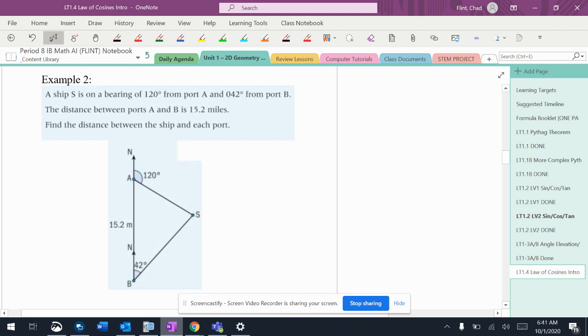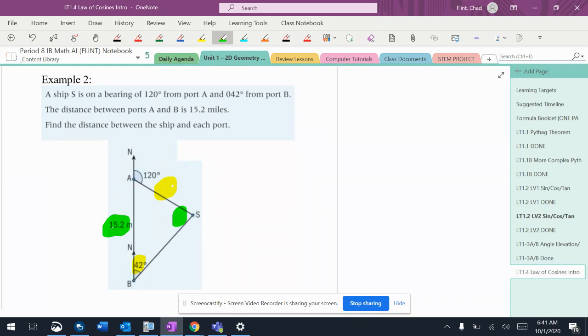Okay, this one's got a little bit of a trick to it, but let's highlight some sides and angles and see what we can figure out. I've got 42 degrees right here, and a side across from it that I don't know. Then I've got 15.2 degrees right here. The side across from it, I don't really know that one yet either.